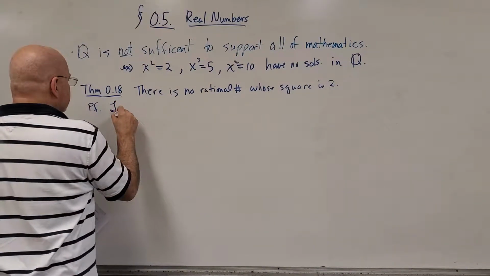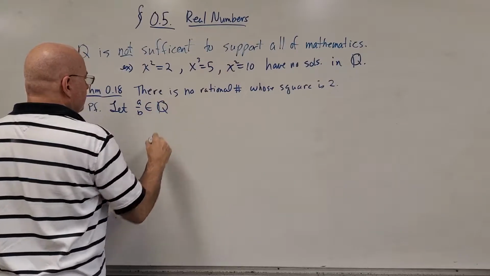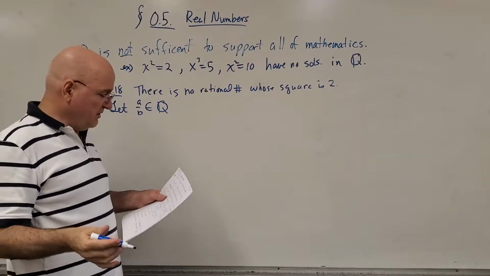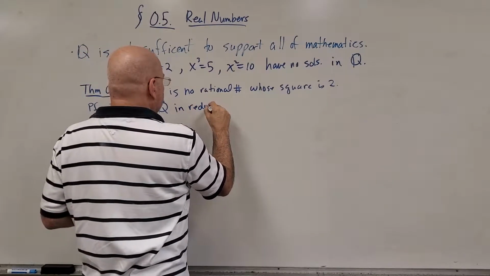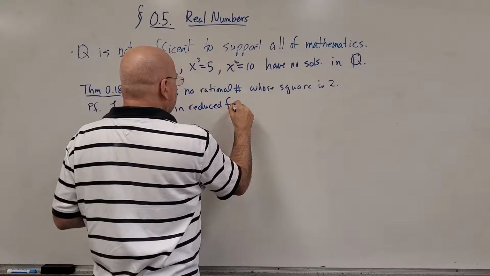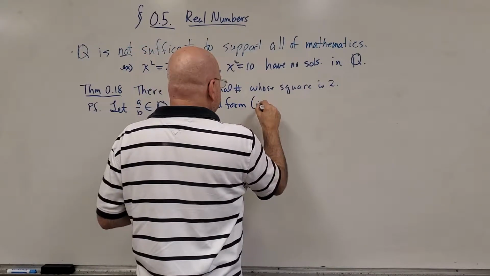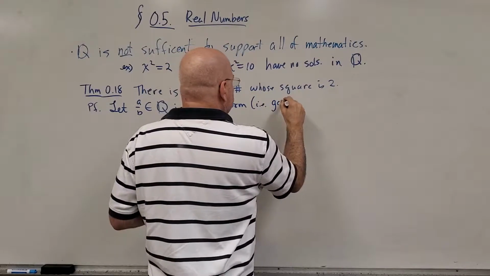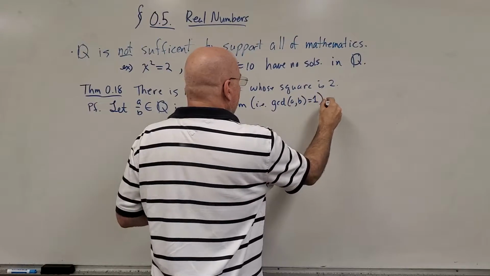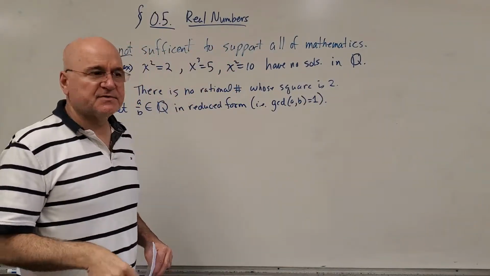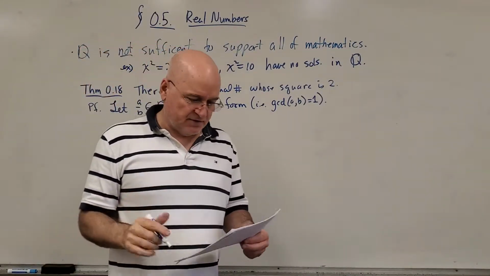Let's let A over B be a rational number in reduced form. By reduced form, one way of writing that is that the greatest common divisor of A and B is equal to 1. They are relatively prime numbers. So we've done all the canceling. This is a simplified, reduced fraction.